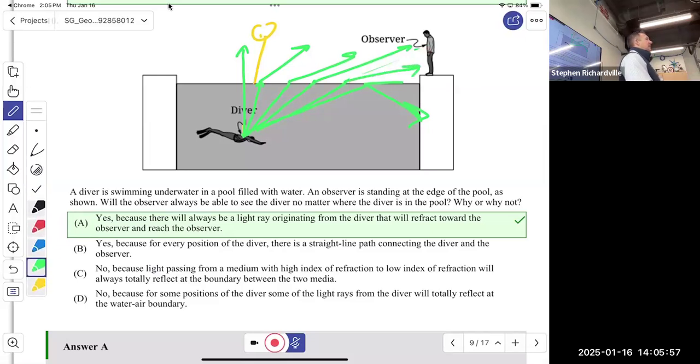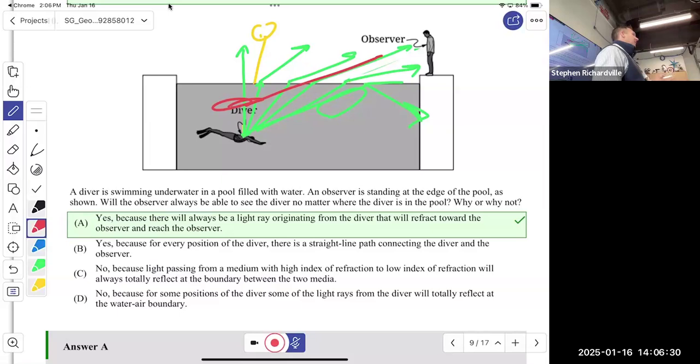So I may not see this one, but that's not what they're asking. They're saying simply, will I always be able to see? And there's really no point at which, now what am I going to think? I'm going to think this guy is right here. Always going to look shallower. I'm going to walk around the pool. They're always going to look shallower than I think they are. The person's always deeper than I think they are. They're going to look shallower, but I'm always going to be able to see them.